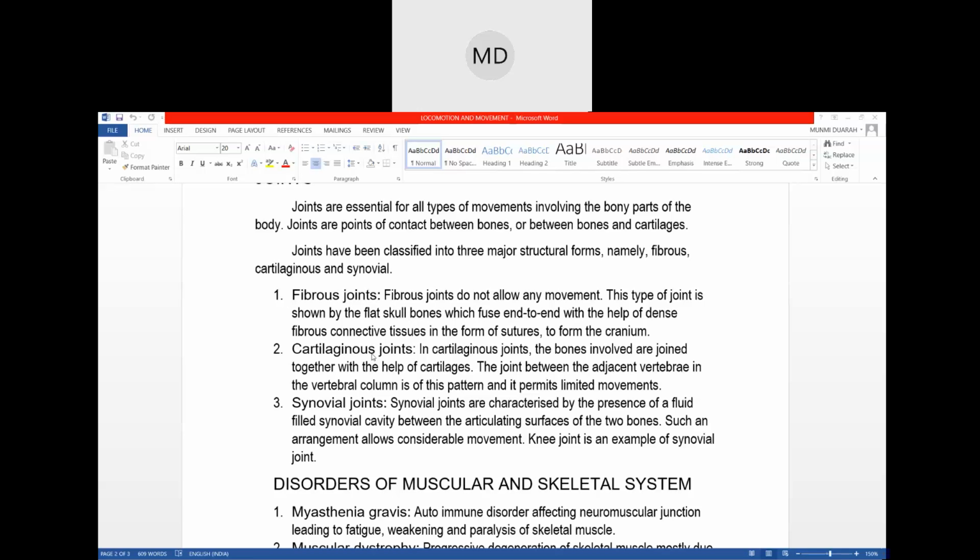Now there are cartilaginous joints. These cartilaginous joints allow movement, but only limited movement. They do not allow that much movement.